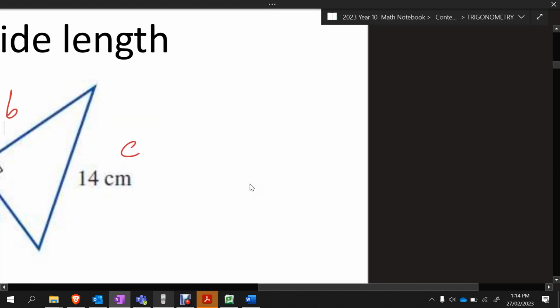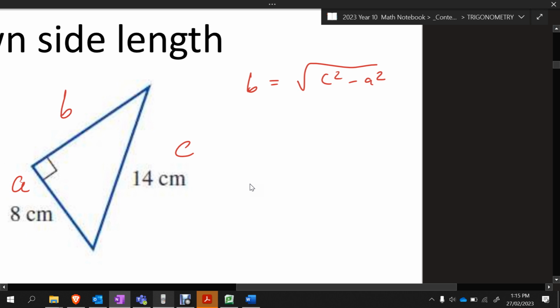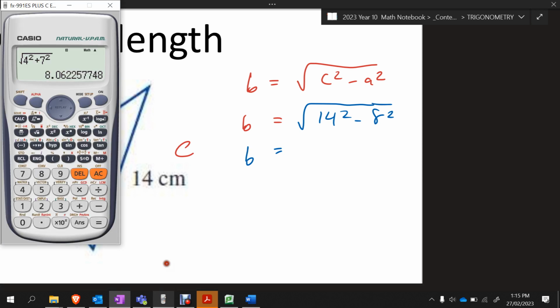Putting that in as a formula, B is equal to square root of C squared take away A squared. So the B here is square root of, and again, this is what you'll type in your calculator, C is 14 squared, A is 8 squared. You just type that in your calc, so it's going to be square root of 14 squared minus, be mindful of that, this time it's a minus. If you get that, just press SD. It's 11.49.